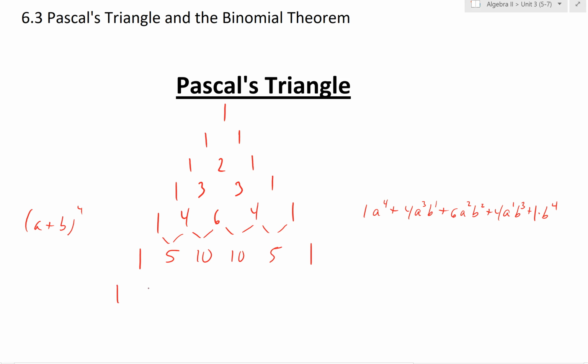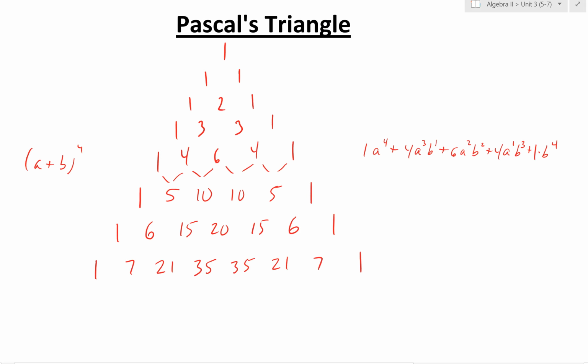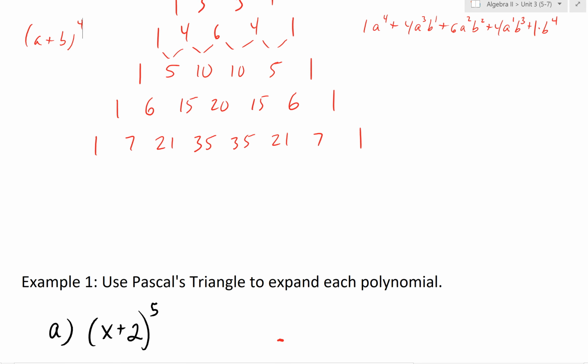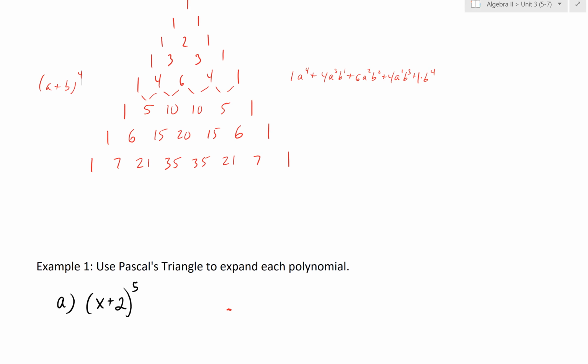And if we just repeat that pattern, then it would go 1, 6, 15, 20, 15, 6, 1, and then 1, 7, 21, 35, 35, 21, 7, and 1. And that pattern can just continue as long as you want, so that you get to the row that you need for any expansion. So this one would allow us to raise a binomial to the 7th power because the second number is a 7. Okay, and so now we're going to use Pascal's triangle to expand some binomials. So for our first example, we're going to do x plus 2 to the 5th power. Go ahead and copy this down, and then I'll work through this example with you.